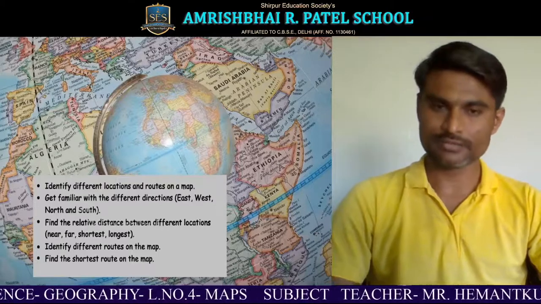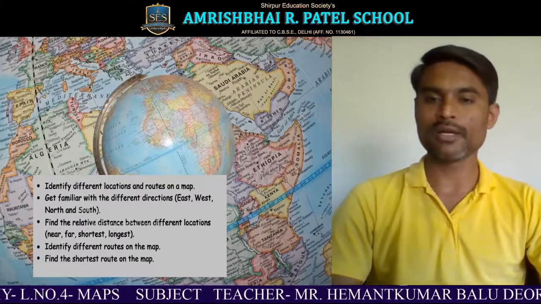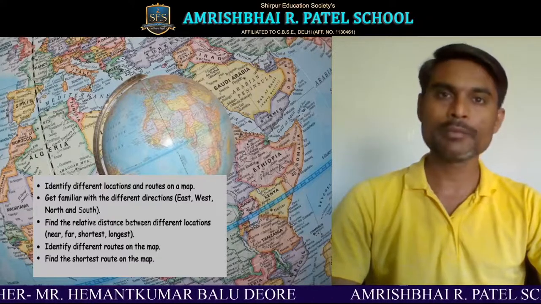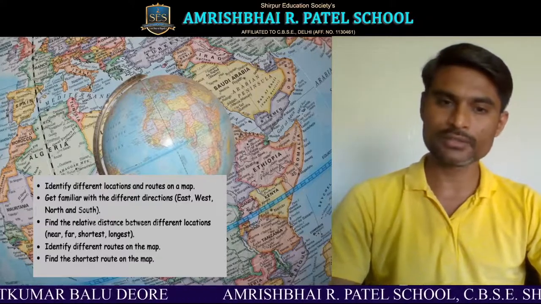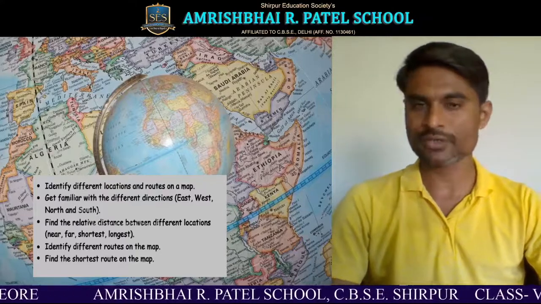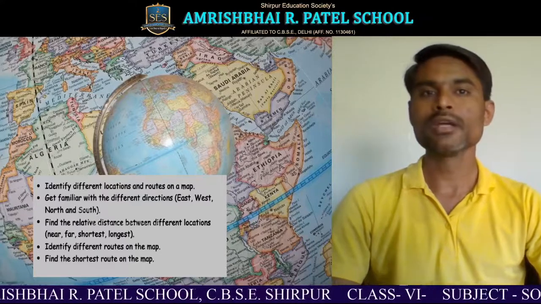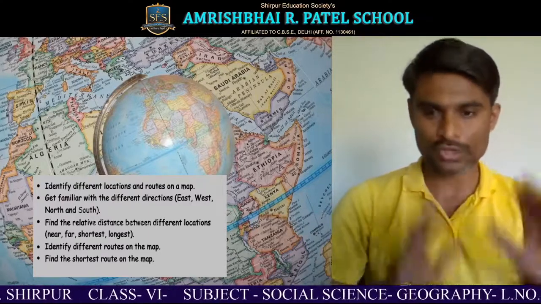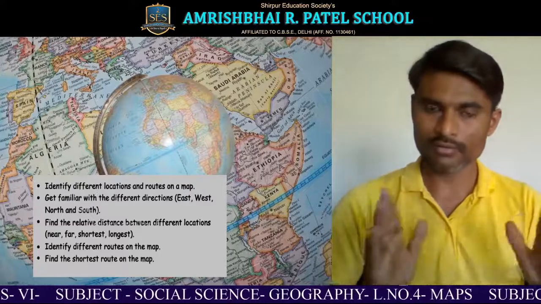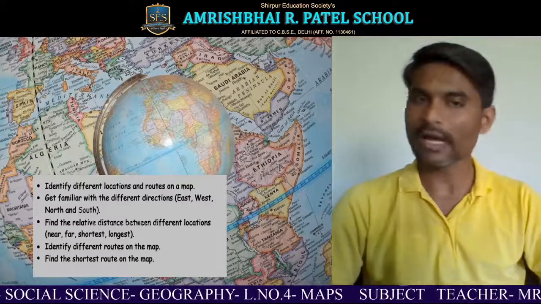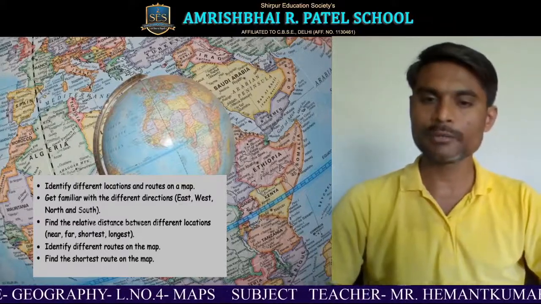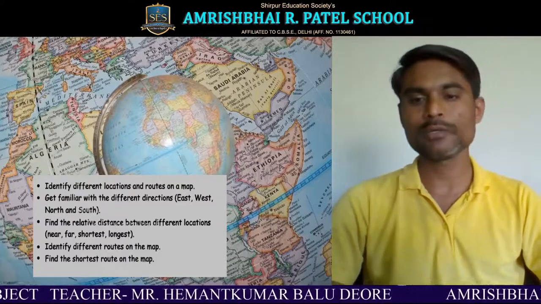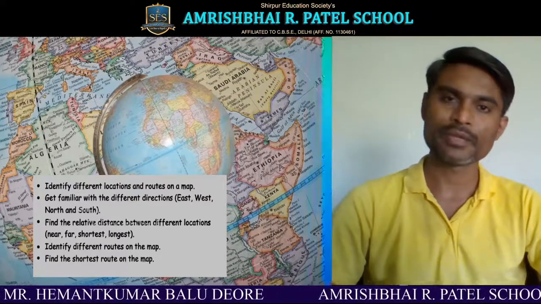At the end of this lesson, you all will be able to identify different locations and routes on map. You will be able to get familiar with different directions: east, west, north, and south. You also will be able to find the relative distance between different locations: near, far, shortest, and longest. Also, you will be able to identify different routes on the map. And lastly, you will be able to find the shortest route on the map.